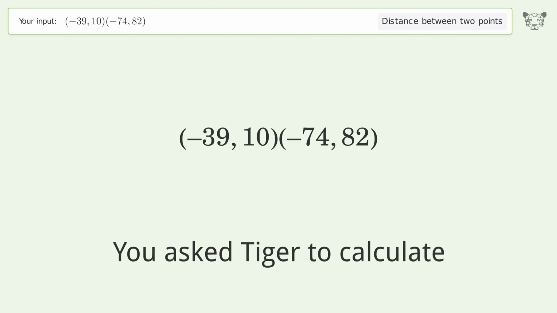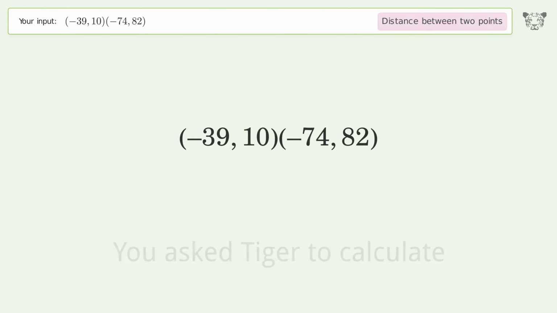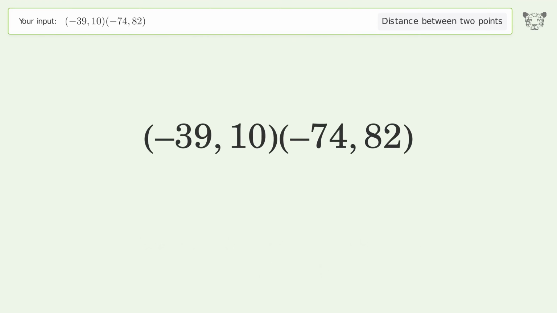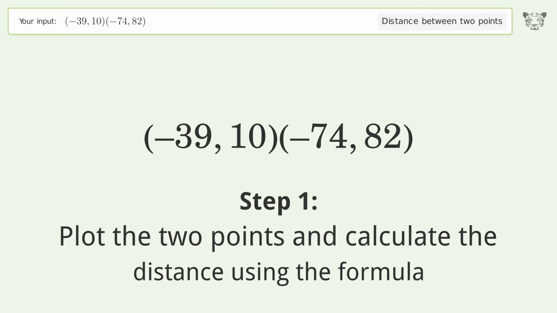You ask Tiger to calculate. This deals with the distance between 2 points. The distance between the 2 points is the square root of 6,409, or 80.056. Let's solve it step by step. Plot the 2 points and calculate the distance using the formula.